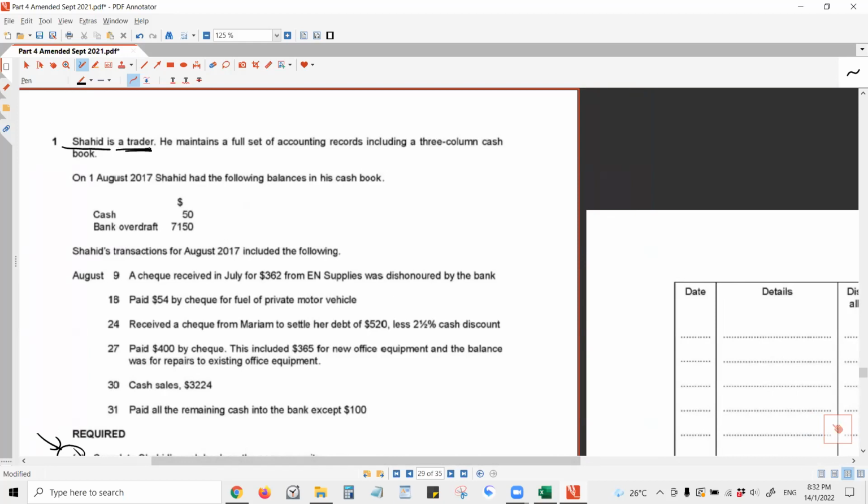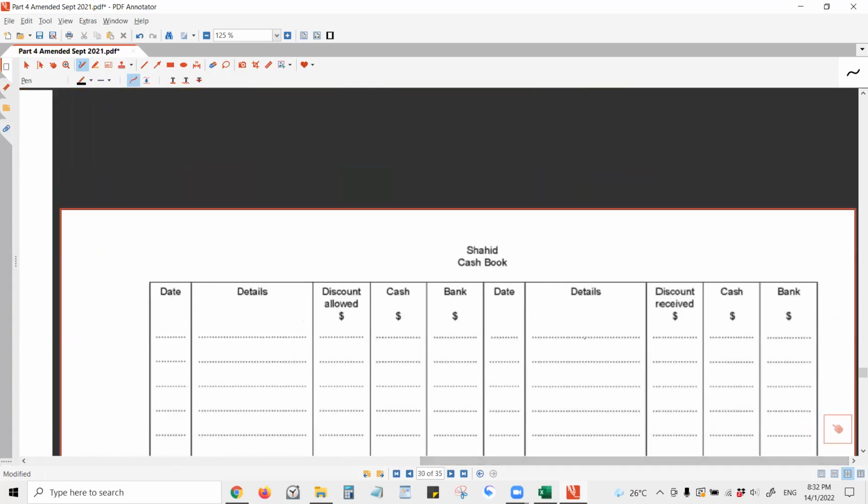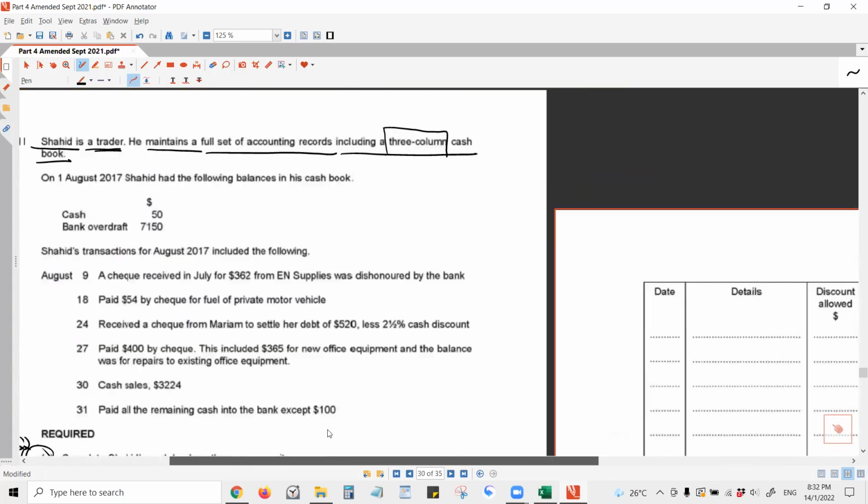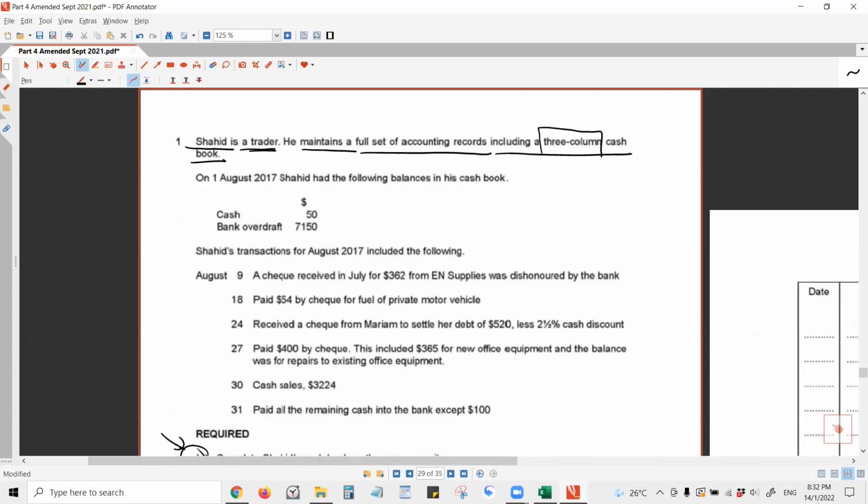Shahid is a trader. He maintains a full set of accounting records, including a 3-column cash book. Why they describe the cash book as having 3 columns, I also do not know. In fact, the cash book has a lot of columns, right? So many columns here, but that's not important. No worries. So it's telling you that he has a cash book.